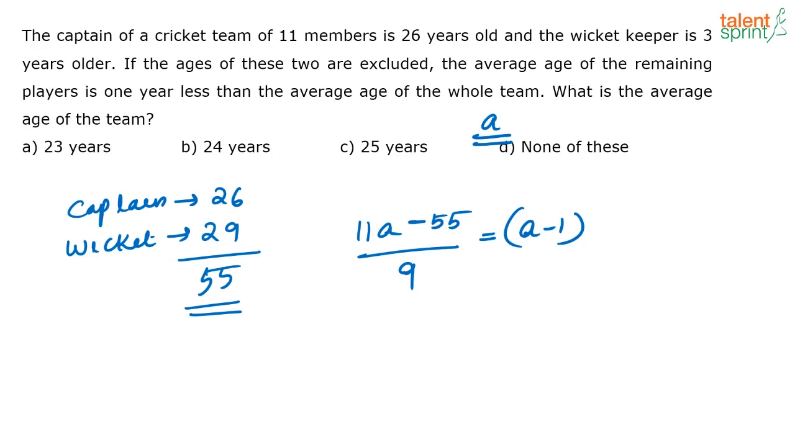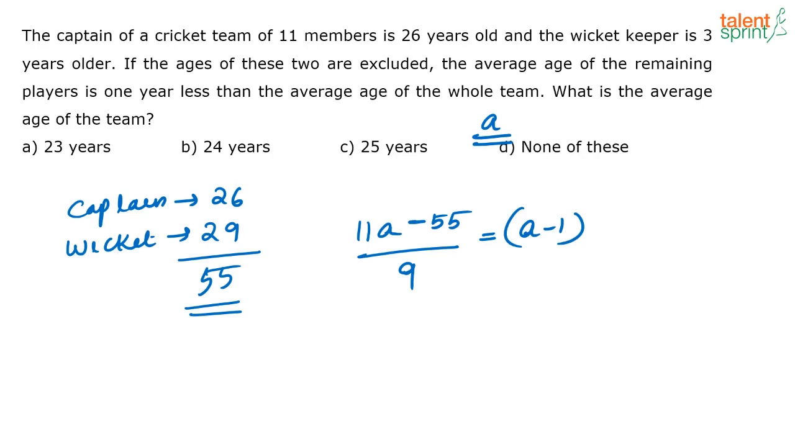Now, from the total ages of the given cricket team members, I am removing these two people. So, what is my total age now? 11A minus 55. How many people are there? Only 9 people are there. What is the new average? The new average is nothing but 1 minus what the previous average was. So, that is equal to A minus 1. So just solve for this to find out the value of A.